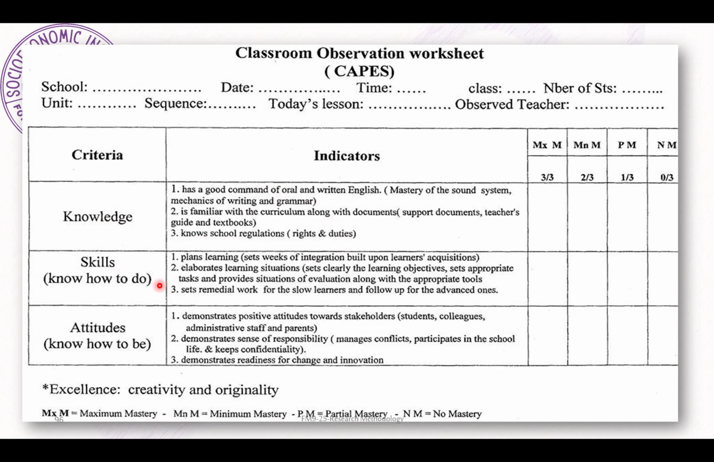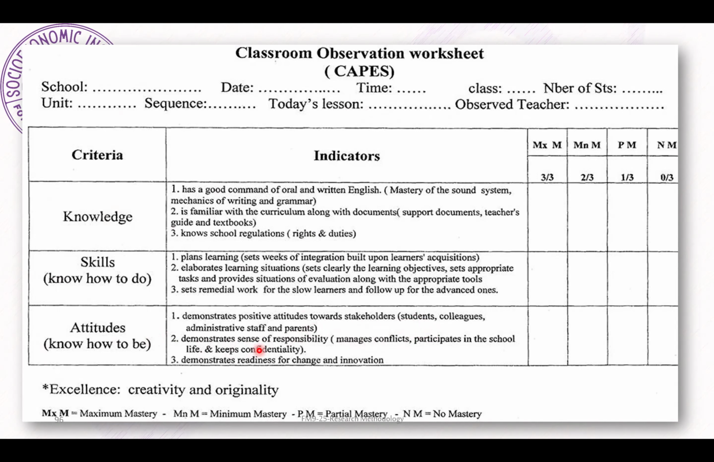When we collect the skills, which is know how to do, we are talking about the plan of learning, whether they are having proper learning situations, whether they have a set of remedies that they are working on, for example, if they are slow in their learning capacity and so on. When we talk about attitudes, which is know how to be, we are demonstrating, for example, positive attitudes toward certain stakeholders, whether it's students or women or parents and so on.